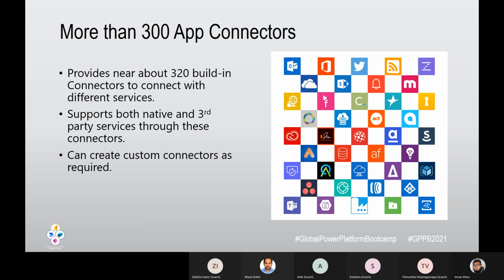It currently has about 320 built-in connectors to connect with different services. They support both native and third-party services. By native, I mean Outlook, SharePoint, Dynamics, and so on. And even third parties like Twitter, Gmail, and others, even Adobe. Adobe services can be connected with Power Automate with these provided connectors.